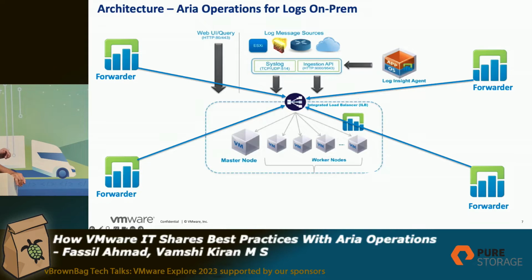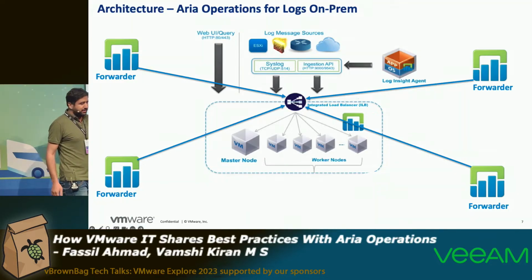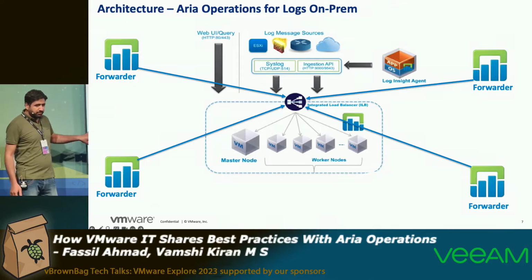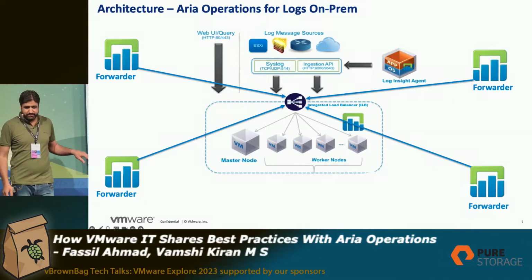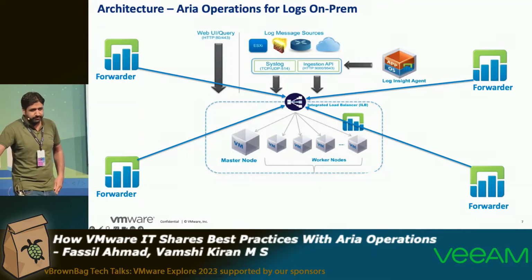Now, within VMware IT, we follow the distributed architecture. We have the central Log Insight cluster deployed in one data center, and we have the forwarders which are running on the remote data centers. Now the question may come up: why do we need the remote log forwarders? Why can't we directly send everything to the centralized one?